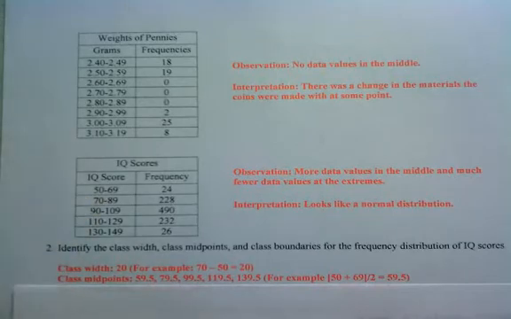70 to 89 gives me 159. Again, half of that, 79.5, and so forth. So those are the class midpoints.